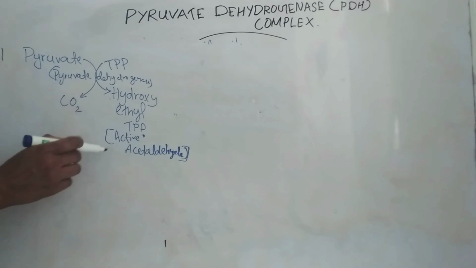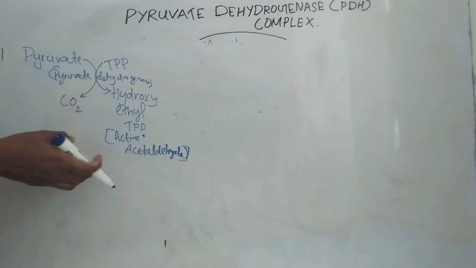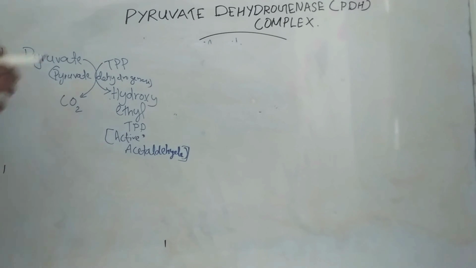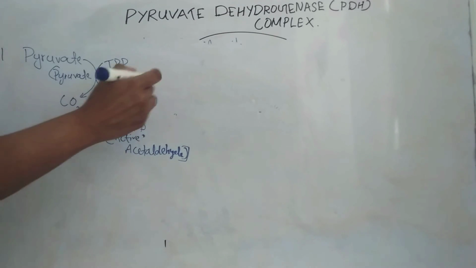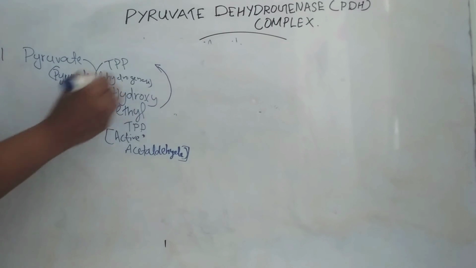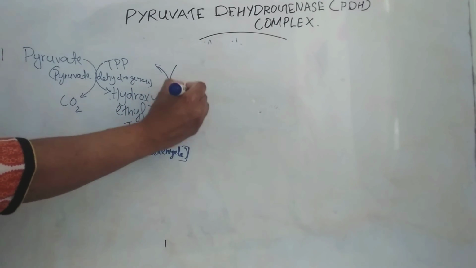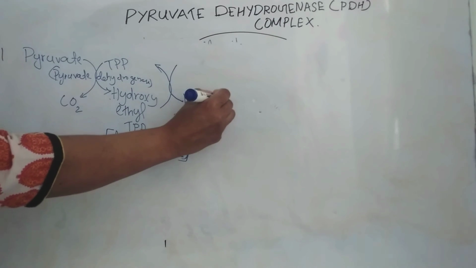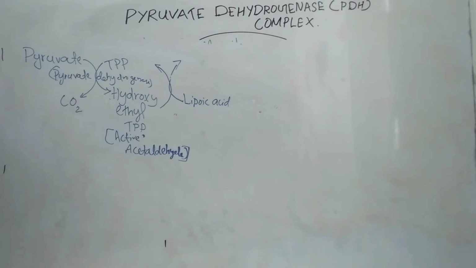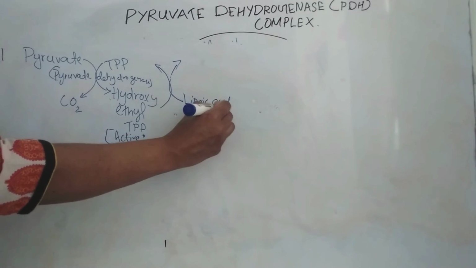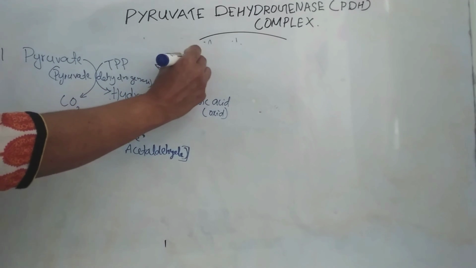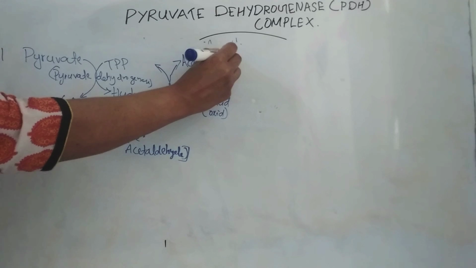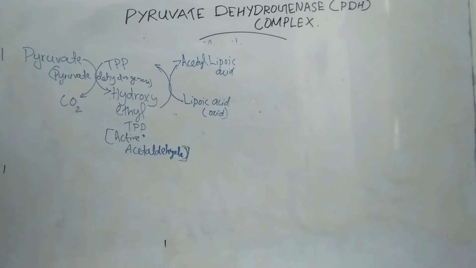In the next step, this hydroxyethyl TPP reacts with oxidized lipoic acid, and it forms acetyl lipomide or acetyl lipoic acid.